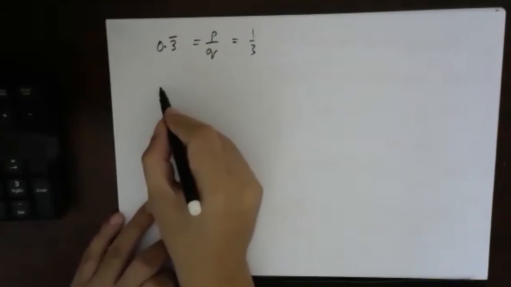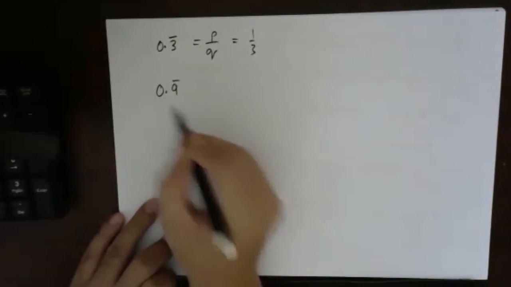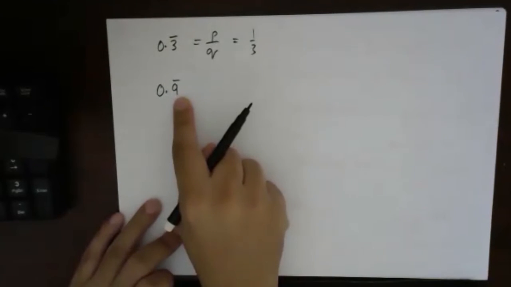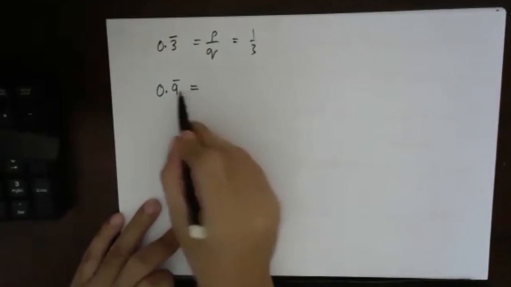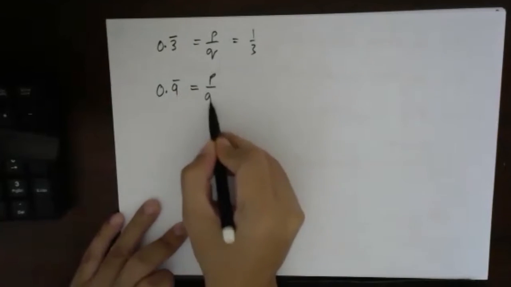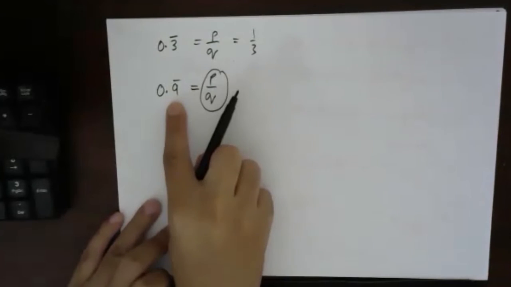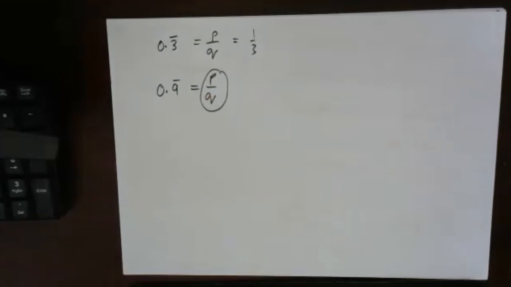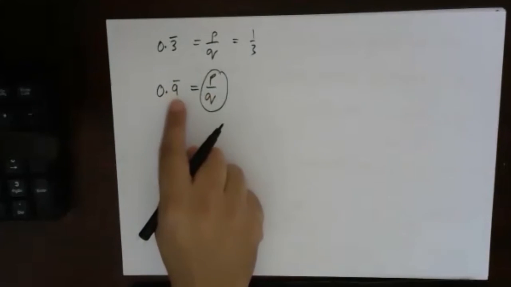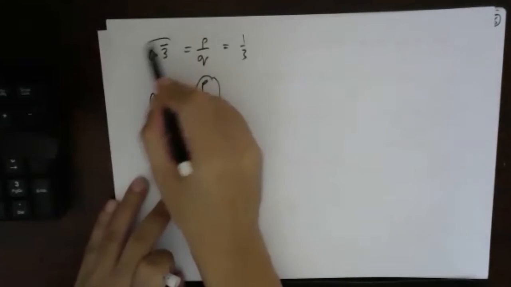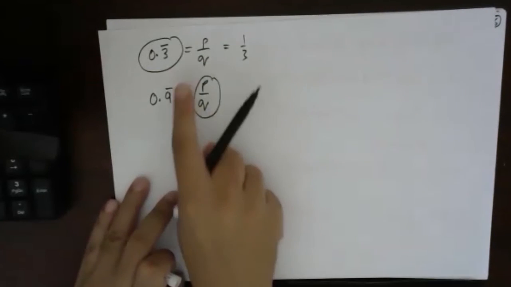So tell me if this is rational: 0.9 bar. Is this rational or irrational? Rational. That means this can also be represented in P by Q form. Can you tell me what is P by Q in this? Fast. Tell me for 0.9 bar what is P by Q, and use the same method as you found this one.